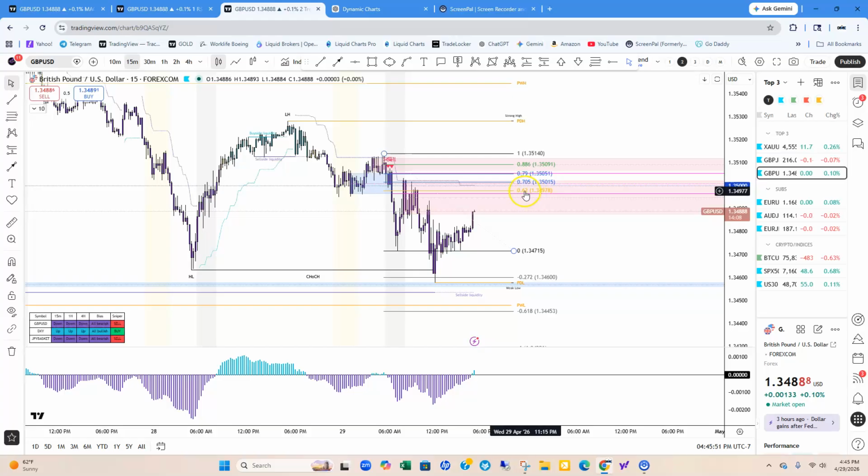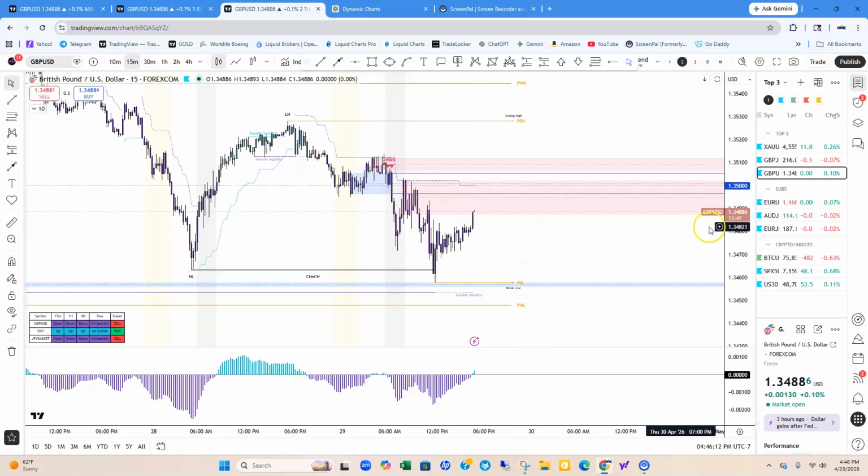You can actually add the 50 fib too if you want to, but if you just want to deal with the premium fibs, you want the 62, the 70.5, and the 79%. So that would have given like 40 pips at least. So that's one example.